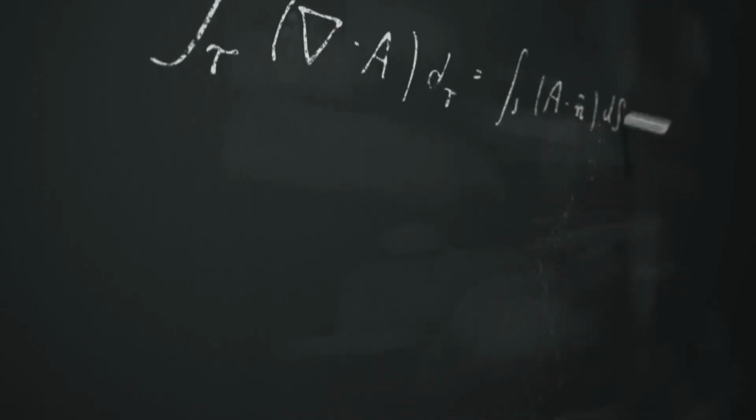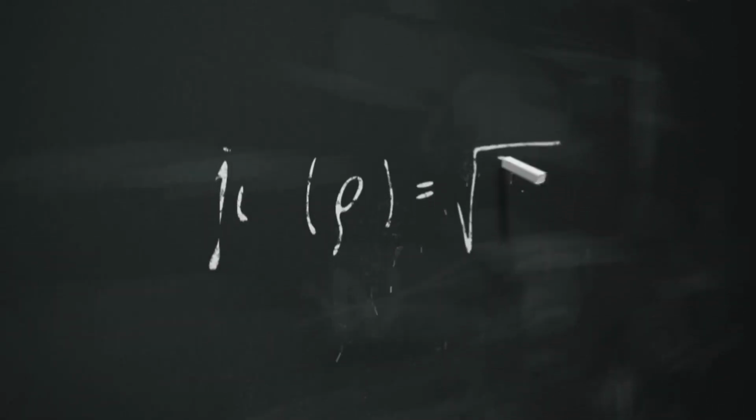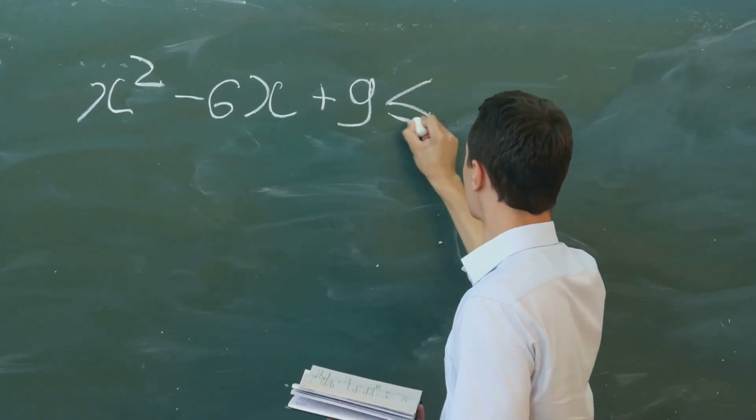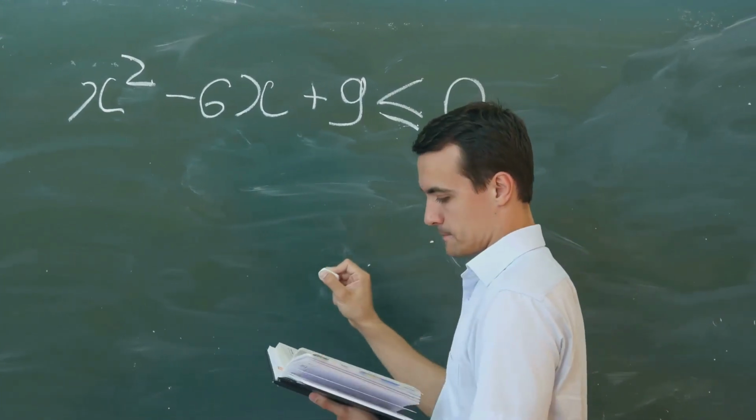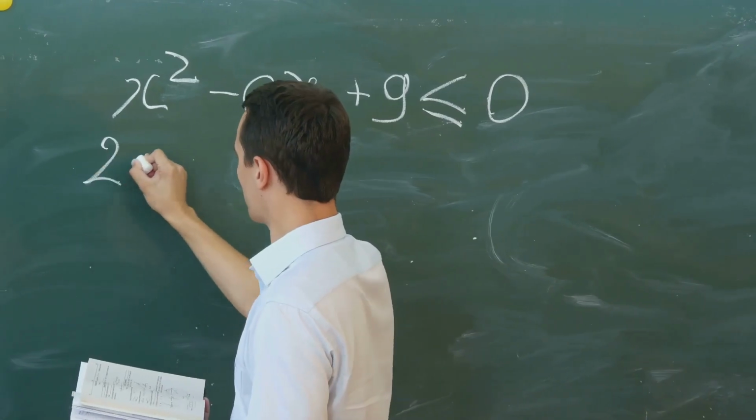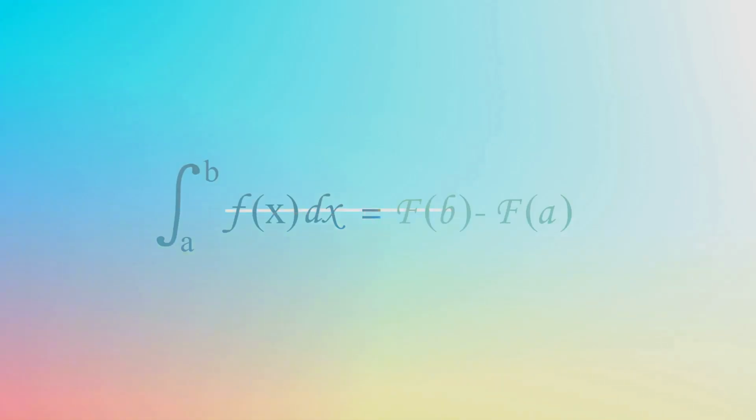1. Identify the coefficients a, b, and c in the equation. 2. Use the quadratic formula, which involves calculating the discriminant. 3. Substitute the coefficients into the quadratic formula to find the roots of the equation.